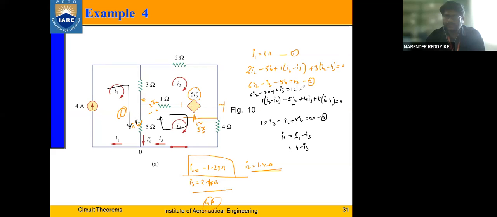So I can send this 20 to the other side. What's the equation I can write? 6I2 plus 4I3 is equal to 32. Equation number 4. That will be fine, right? Is that okay? Yes, sir.